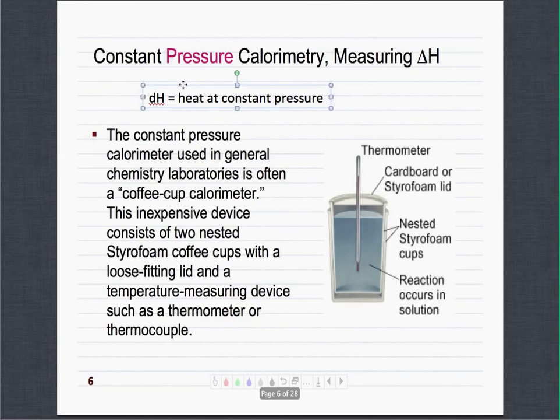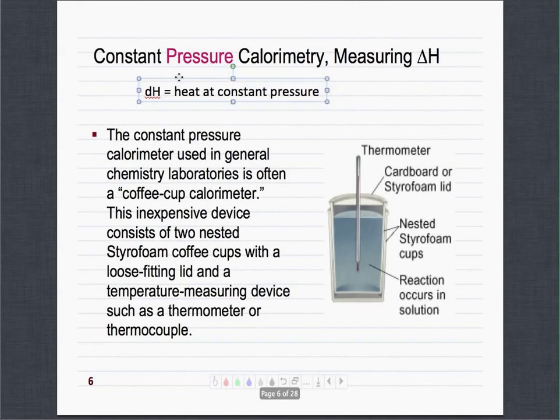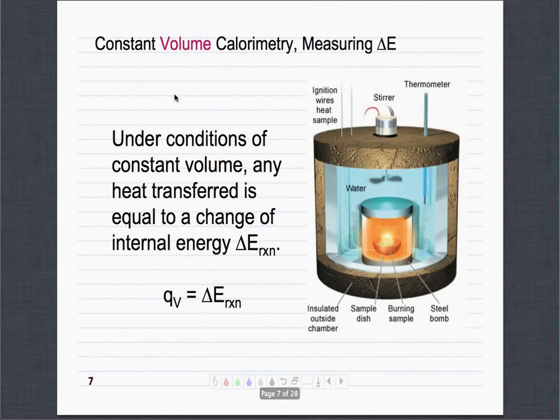Now, the other method that we use to measure the internal energy, which is delta U, is using the bomb calorimeter, which looks more complicated than the constant pressure calorimeter. In this calorimeter, we put the sample, for example any compound that we have, and we burn the sample in here. This is a steel bomb, and it is insulated from the outside. The water is there, and we have a thermometer.